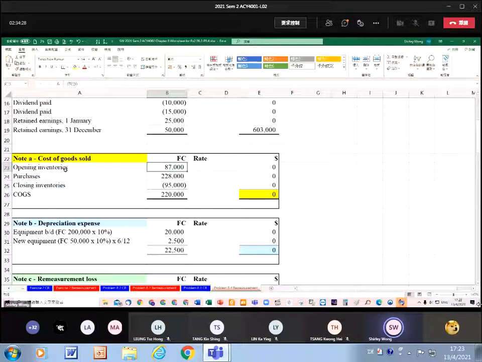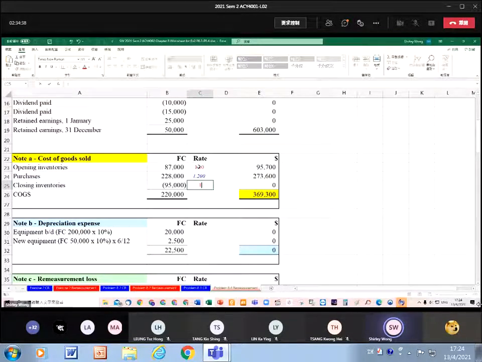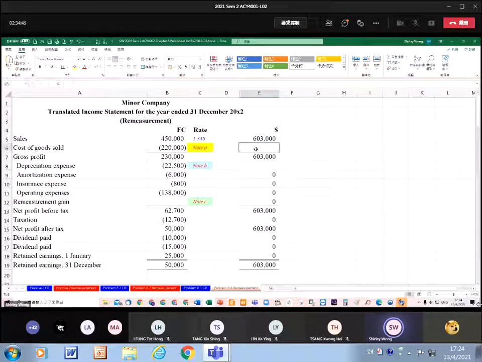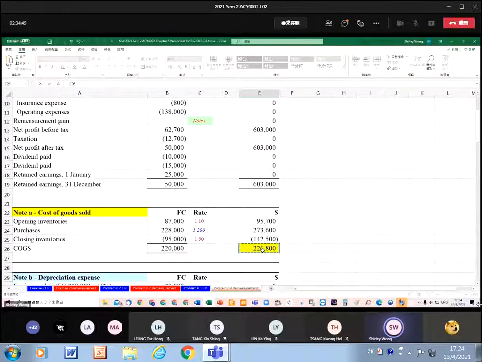And then for opening inventory, we need to use historical rate, maybe 1.1. And then purchase, we need to use average rate, maybe 1.2. Or closing rate, we need to use closing rate method, that is the historical rate, maybe 1.5. Then you can calculate these figures, and this figure will automatically bring into here. Okay, so you can find out that this figures equals to this amount, and then they will do it yourself.